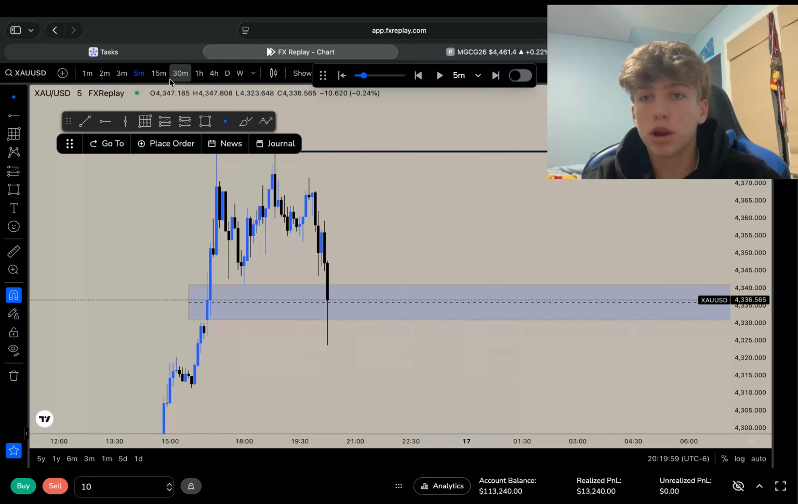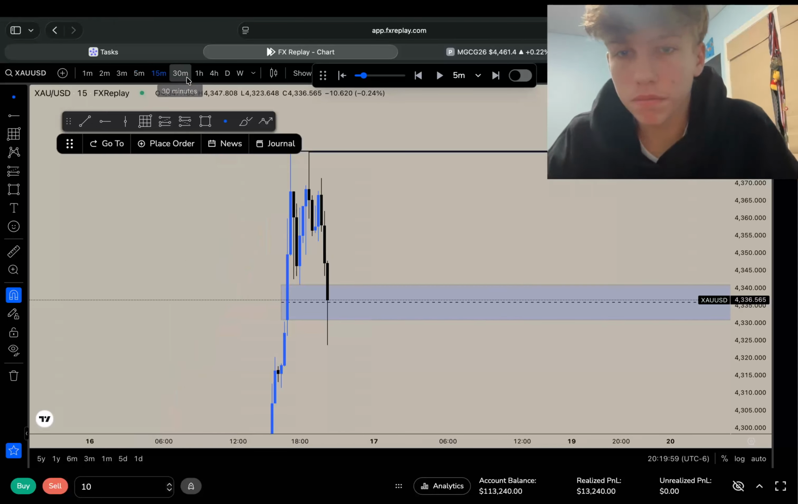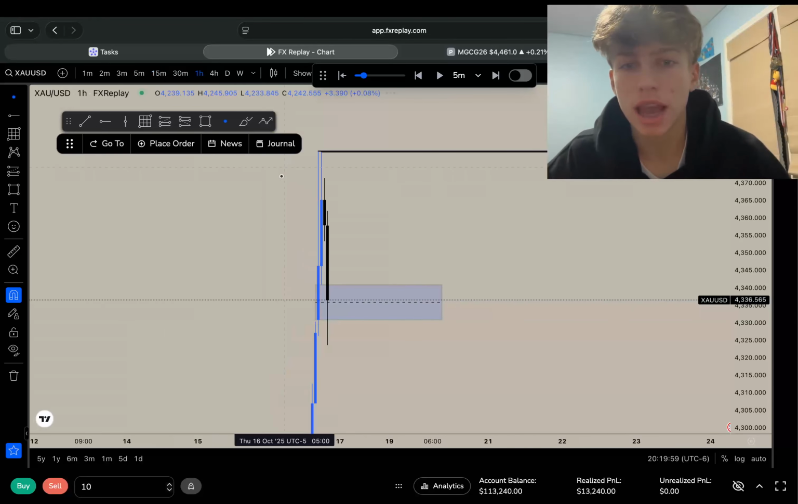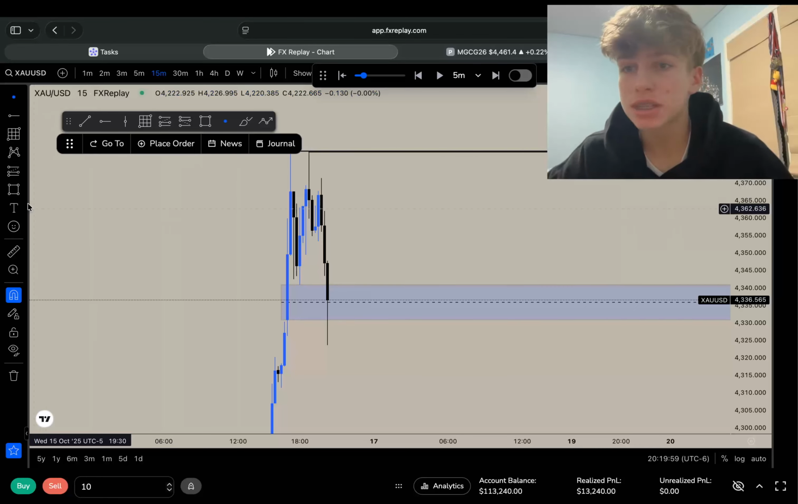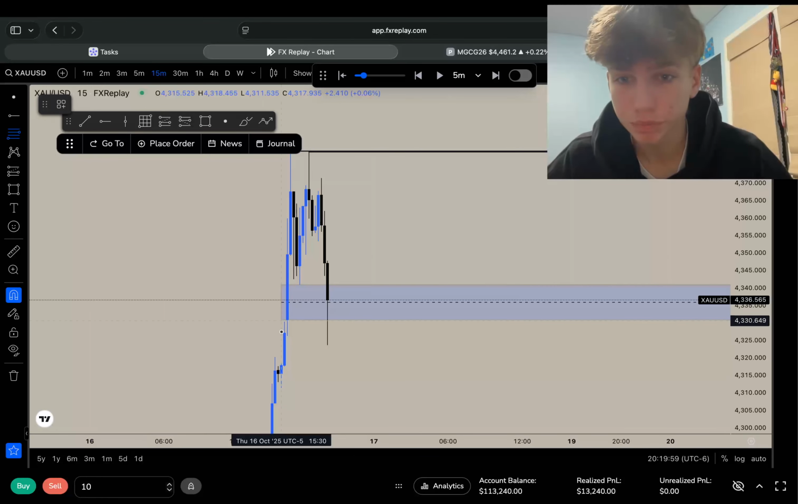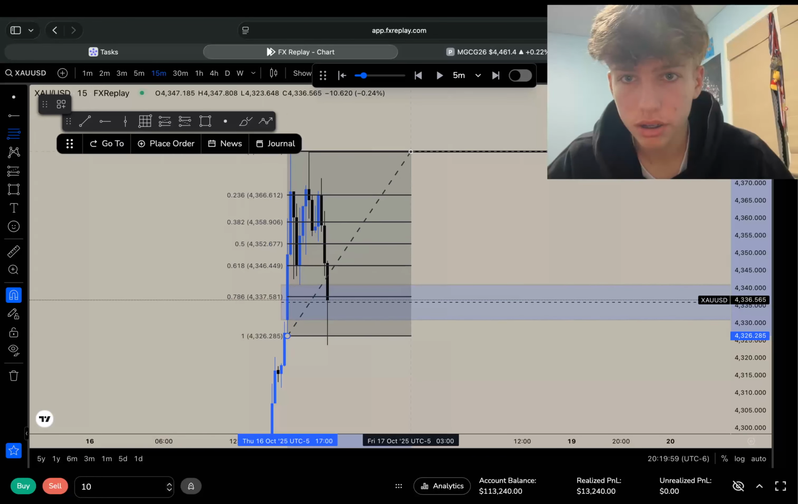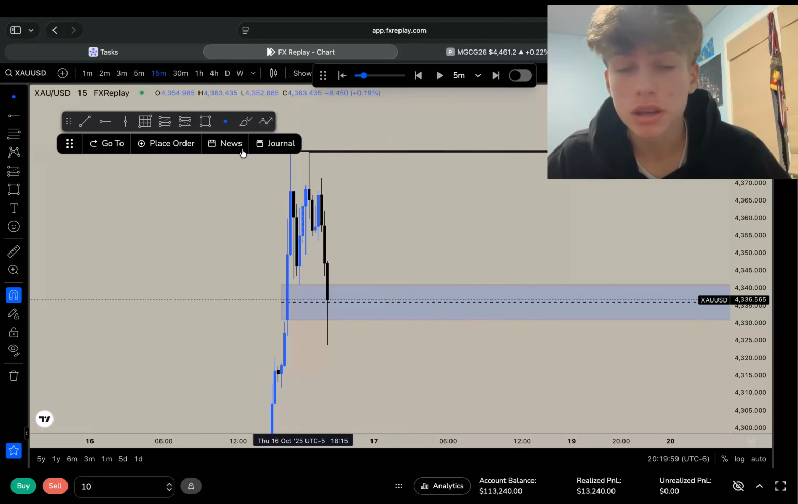Boom. Perfect. What do we do? Tap into the 1 hour gap. We're respecting it, so we tap into this other 1 hour gap. What do we also do? We tap into this 4 hour gap. Beautiful. What do we also do? We take out the 78% extension fib level from here to here, right? We take it out, and all we want to see is, again, highest time frame inverse.